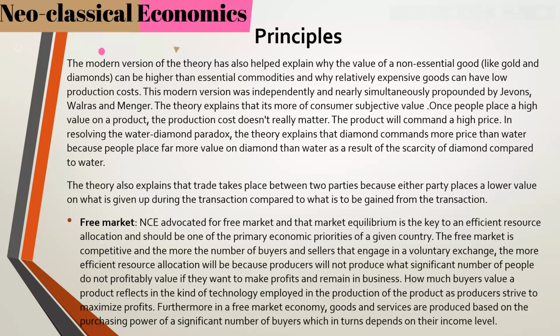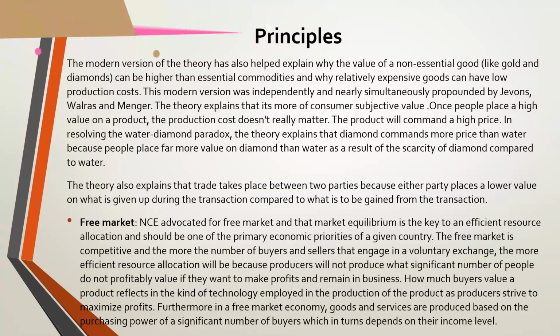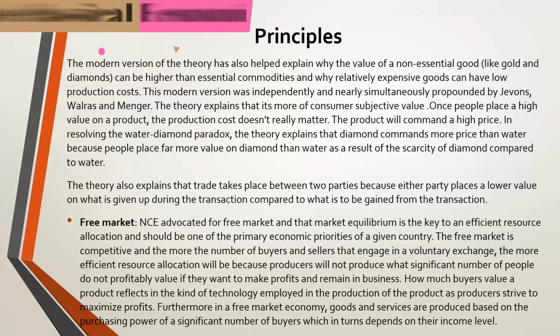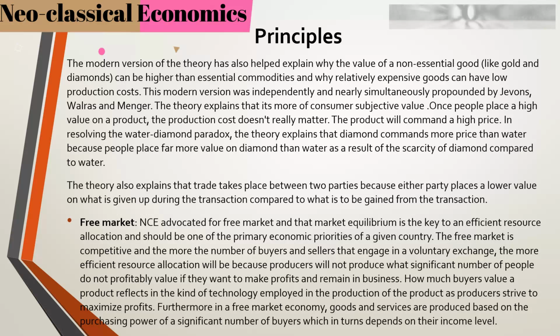Now, the theory also explains that trade takes place between two parties because either party places a lower value on what is given up during the transaction compared to what is to be gained from it. If the two of us are trading, because this course is to be sold to non-MOG School of Economics students, while those who are MOG School of Economics students have already paid for it, then for me to sell to you, the money I get from you has to be higher than what I'm giving up.